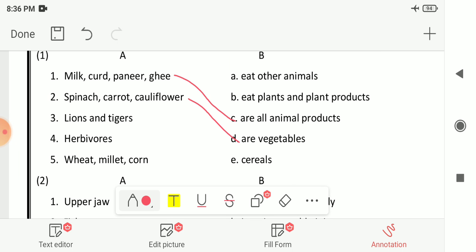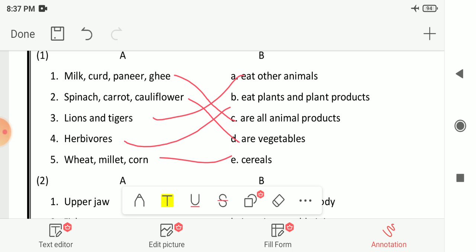Next, third number: lions and tigers. So here your answer is option A, eat other animals. These are the carnivores which eat the other animals. Next is herbivores. So here your answer is option B, eat plants and plant products. Those animals are known as the herbivores. Last one is wheat, millet and corn. So these are the examples of the cereals. So this one is the answer of your matching.